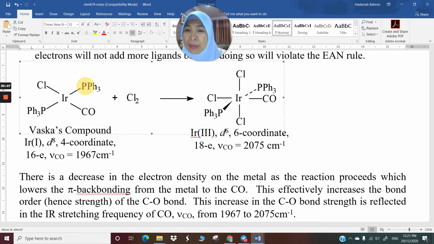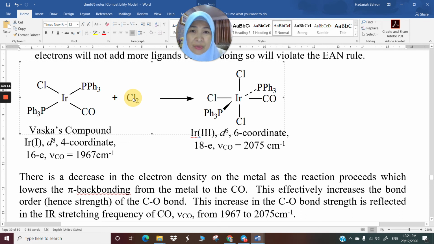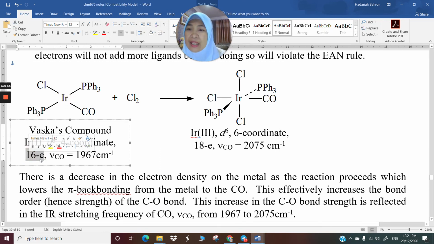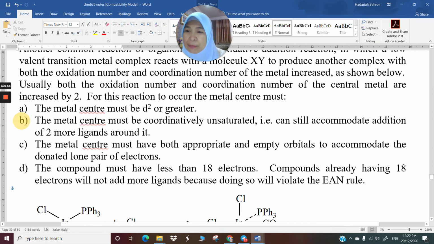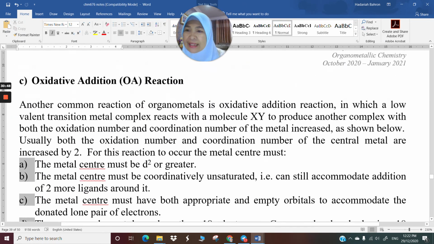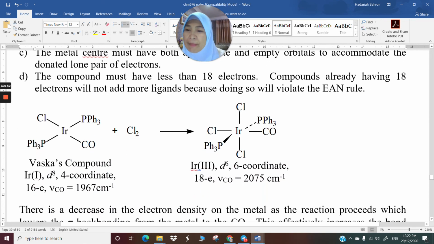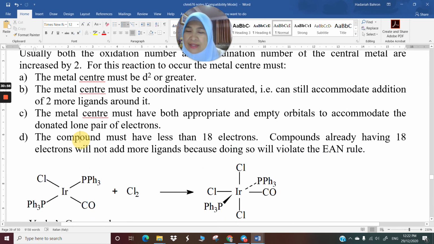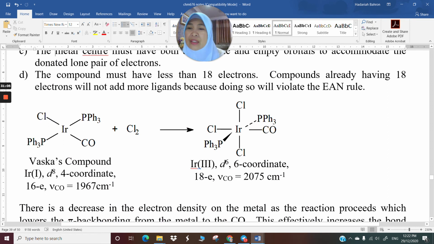So when Vaska's compound is reacted with a chlorine molecule, this is your small molecule, looking at your iridium, if you count the electrons, it has only 16 electrons. You can count 2, 4, 6, 8, and 8. Iridium(I) is d8, so you have 16 electrons. So by having 4 coordinate, B is fulfilled. By having d8, A is fulfilled. By having 16 electrons, D is fulfilled. And by having iridium, C is fulfilled. So all the 4 conditions are fulfilled by this Vaska's compound.